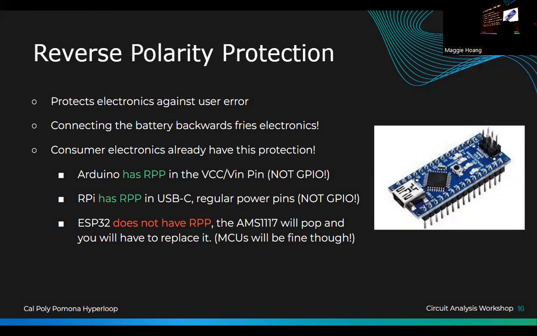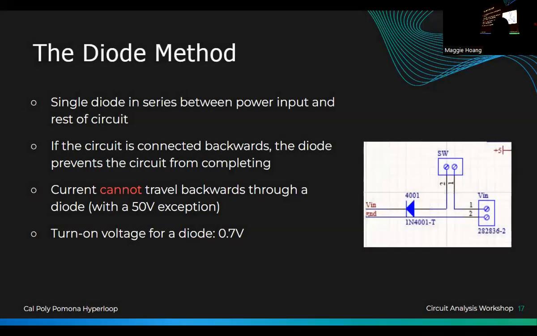But the ESP32, which is a Wi-Fi module that you can connect to your Raspberry Pi or your Arduino, does not have it. So if you were to flip it accidentally, the AMS1117, which is a voltage regulator, if it pops, then you have to replace it. Basically you just fried that component, right? So we all know the diode method, which is what you put earlier. This is the diode method, not allowing current to flow in the negative way.